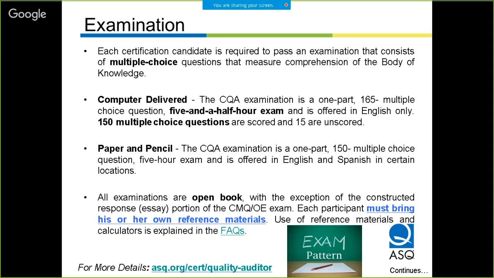Use of reference materials and calculators is explained in the FAQs. Certain conditions are there, like questions with multiple answers. Such things are not allowed during the exam. I suggest you please get into the details before going to an exam.